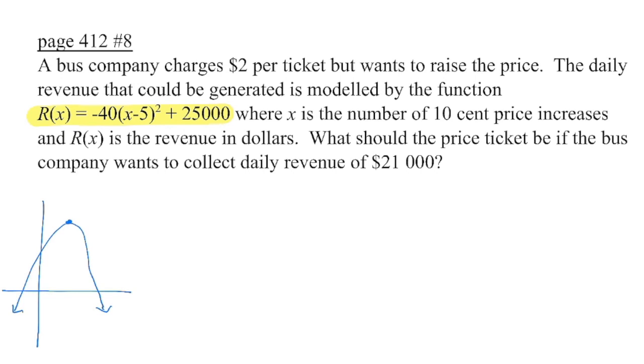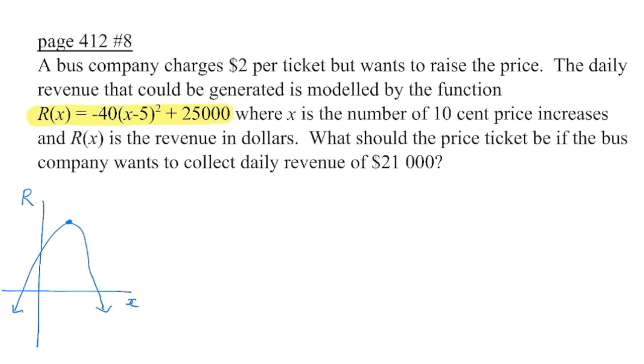Now, if you keep reading this question, it says, what should the price of the ticket be if we want to collect a revenue of $21,000? This is the revenue, and if we go back into our function, we can see that revenue is in the place of the y. So I'm going to add that to the sketch. I'm going to put down this is the revenue, and x in this particular case is the number of 10 cent price increases. So I kind of have an idea of what the graph looks like.